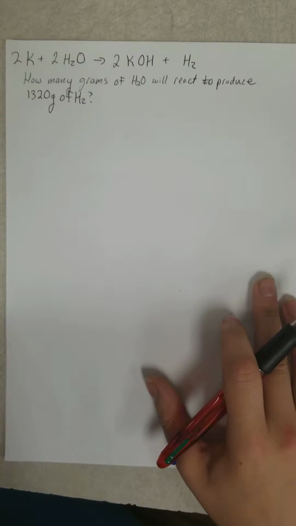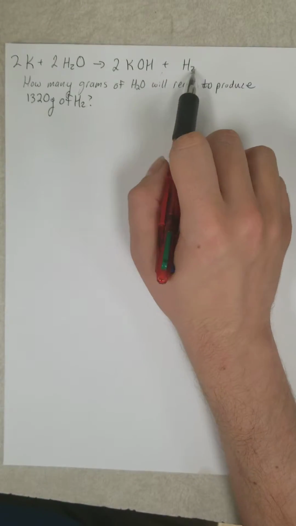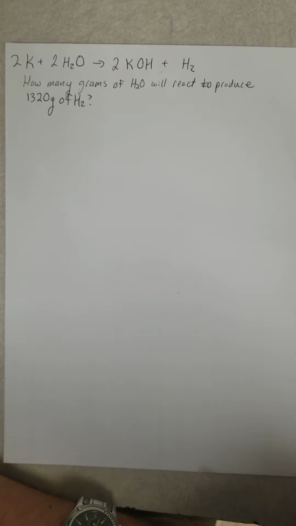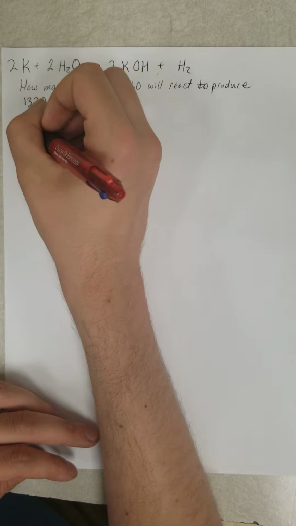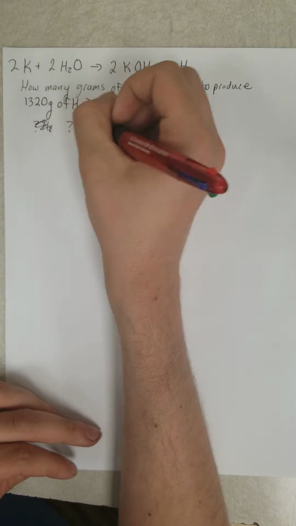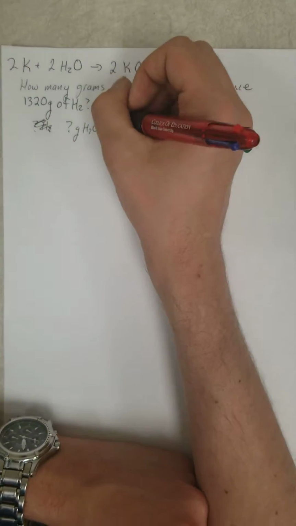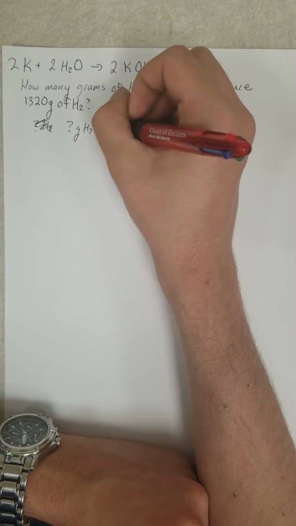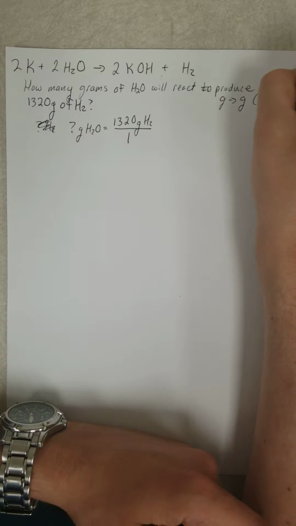Okay, in this problem, we have potassium reacting with water, and what you form is potassium hydroxide and hydrogen gas. We want to know how many grams of water will react to produce 1,320 grams of hydrogen gas. So we'll start off with question mark grams of H2O, and we're given 1,320 grams of H2. Now with this problem, since it's a gram to gram, this will be a 4-step problem.